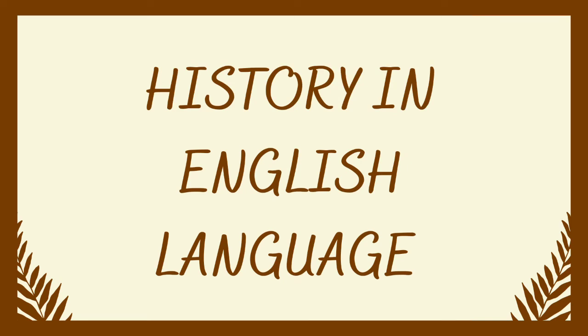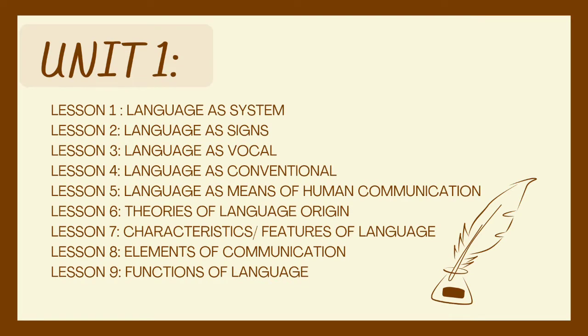So to start off, let us discuss the History of the English Language. This is a major subject that introduces the overview of the history of the English language from its earliest known Indo-European ancestry through its most profound developments in the Old English, Middle English, and early modern English periods. This course consists of 5 units, and we will be starting with the first unit, which is the study or concept of language. Unit 1 consists of 9 lessons. To start off, let's start with language as system.